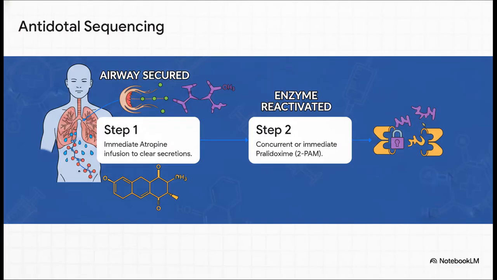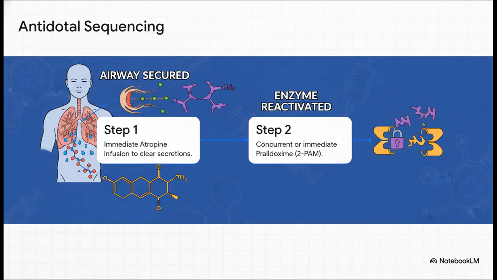Now, the really crucial point here is the sequencing when you're dealing with an organophosphate exposure. You're faced with a choice architecture that forces a very specific order. Step 1, secure the airway. You must force immediate IV atropine, which is a competitive muscarinic antagonist, and you titrate that until the bronchial secretions literally clear up. But here's the catch.